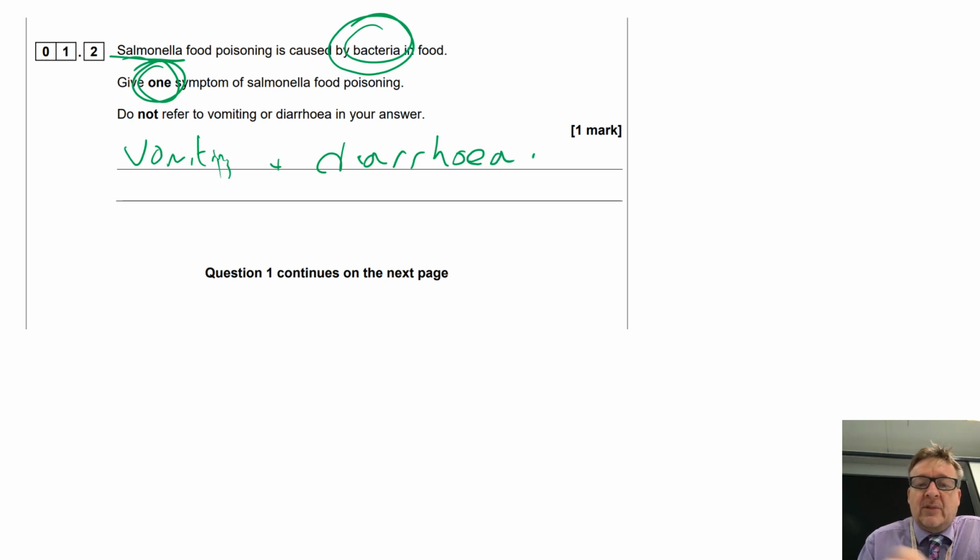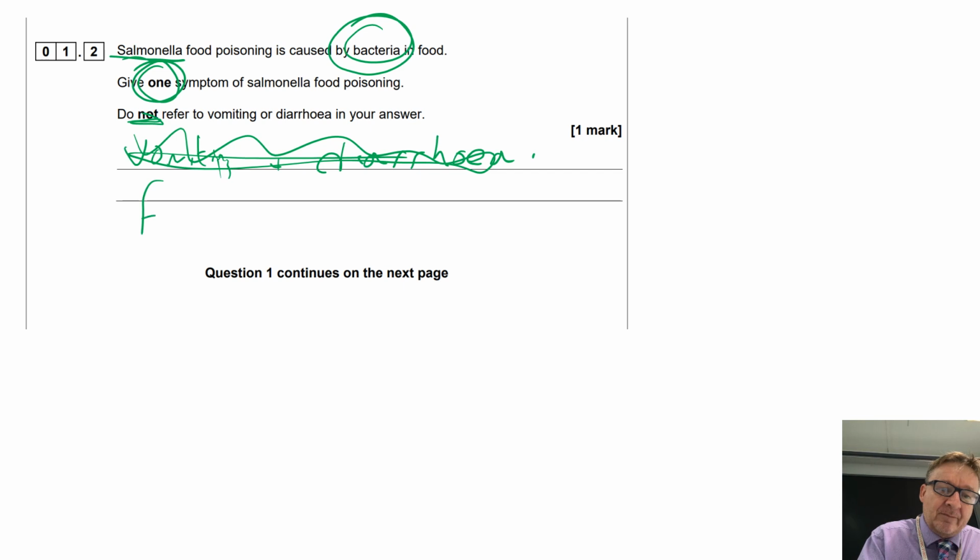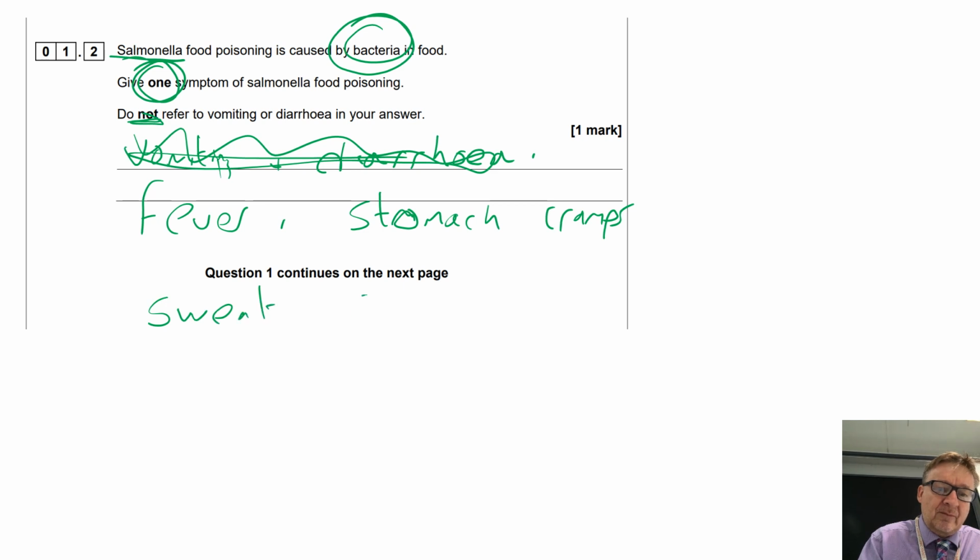Okay, I've put 2 symptoms down, but they're both valid. Oh, do not refer to vomiting or diarrhea on your answer. Good job I read the question. Scribble them out. Okay, so fever, stomach cramps, sweats, chills. Okay, all those different ones could then be put down, right, as one symptom of salmonella.